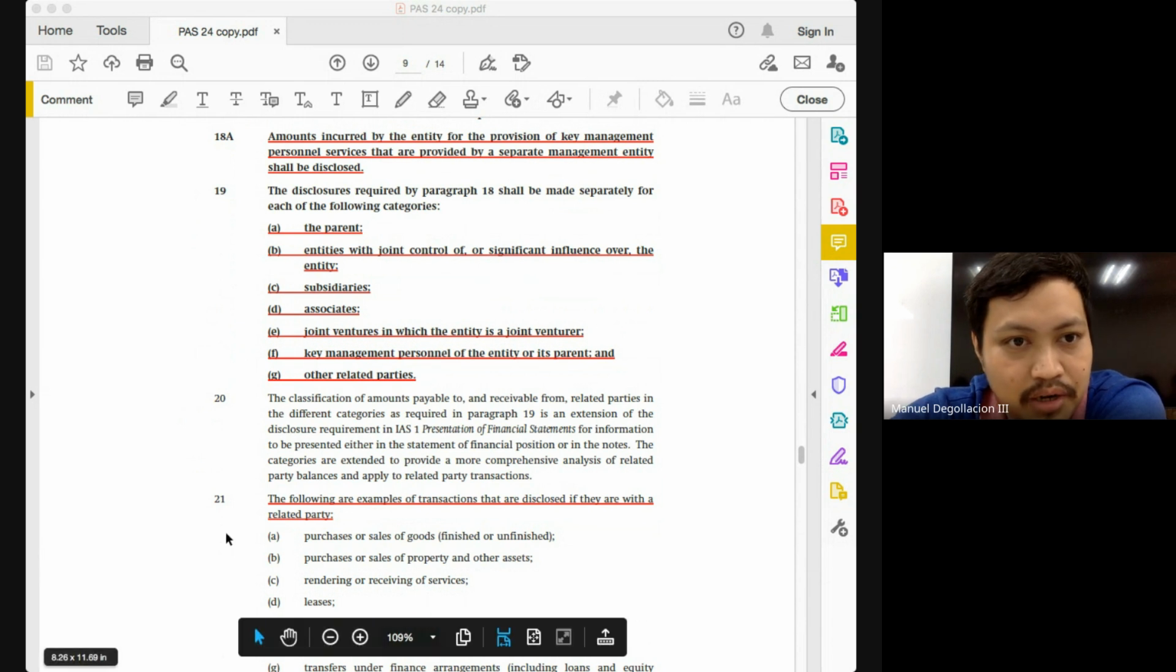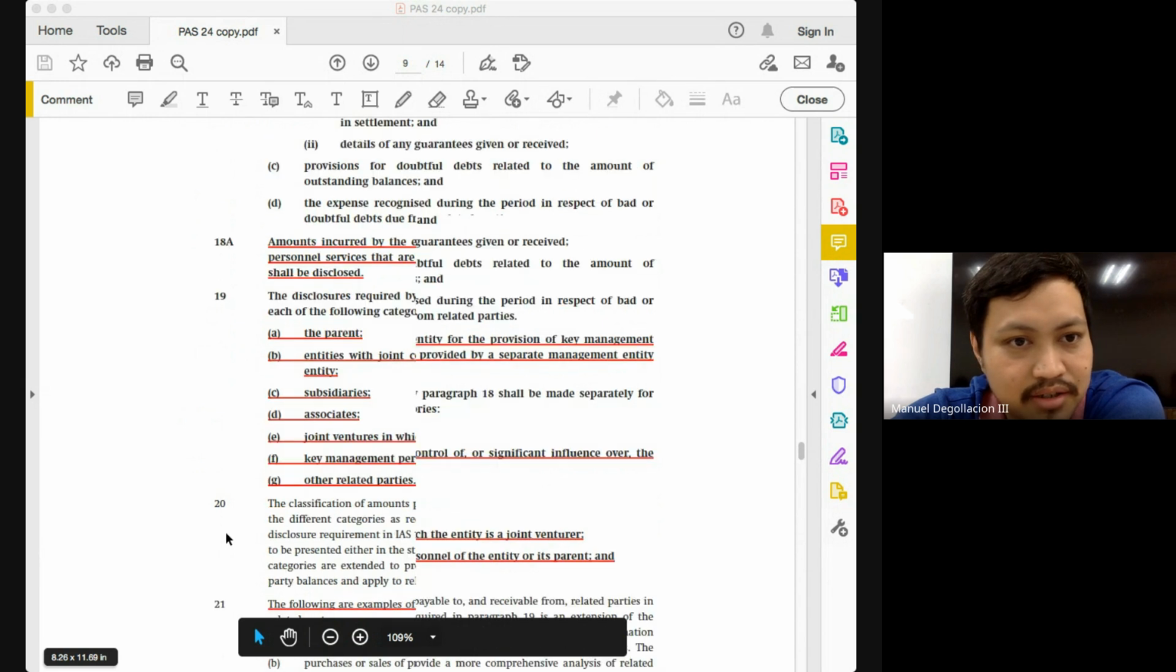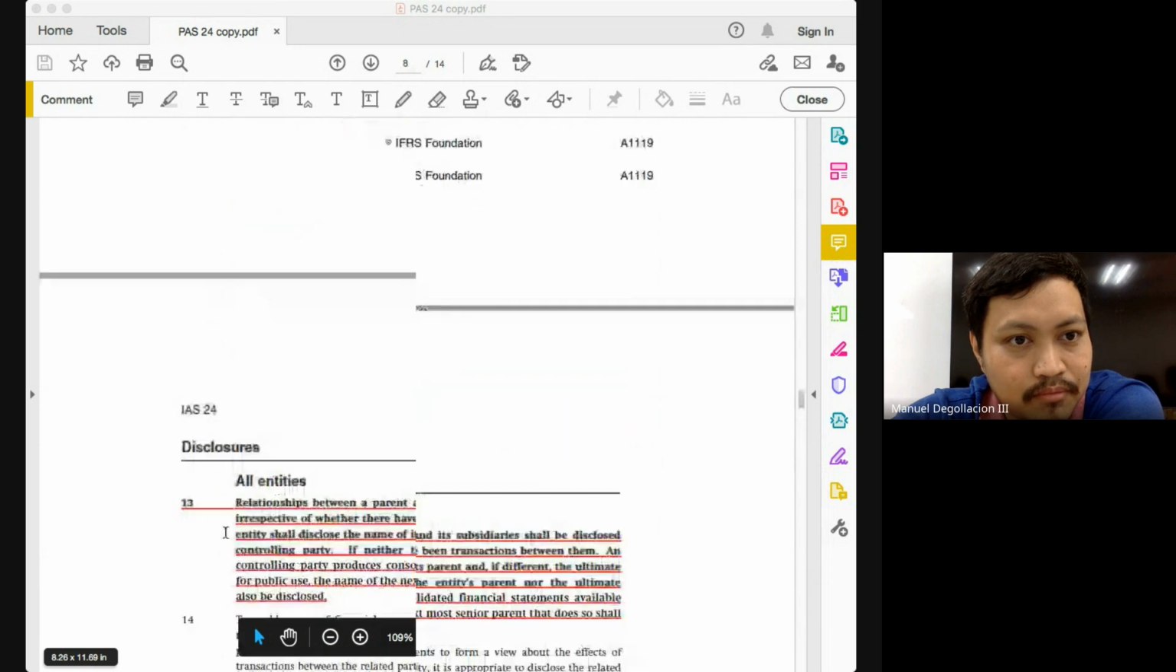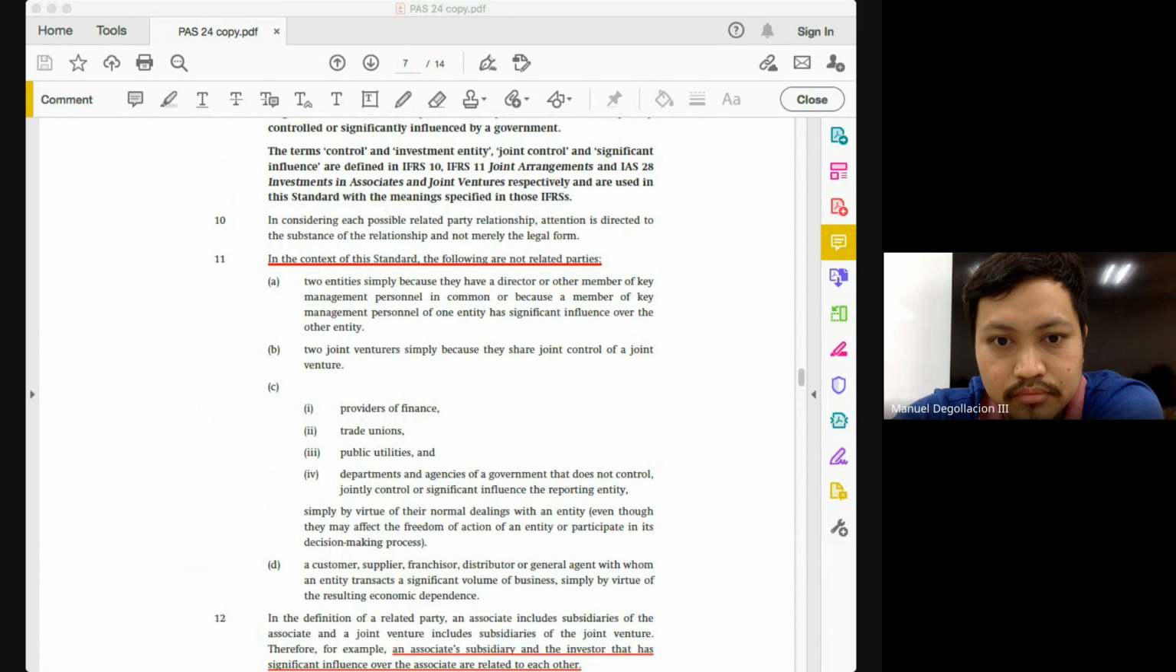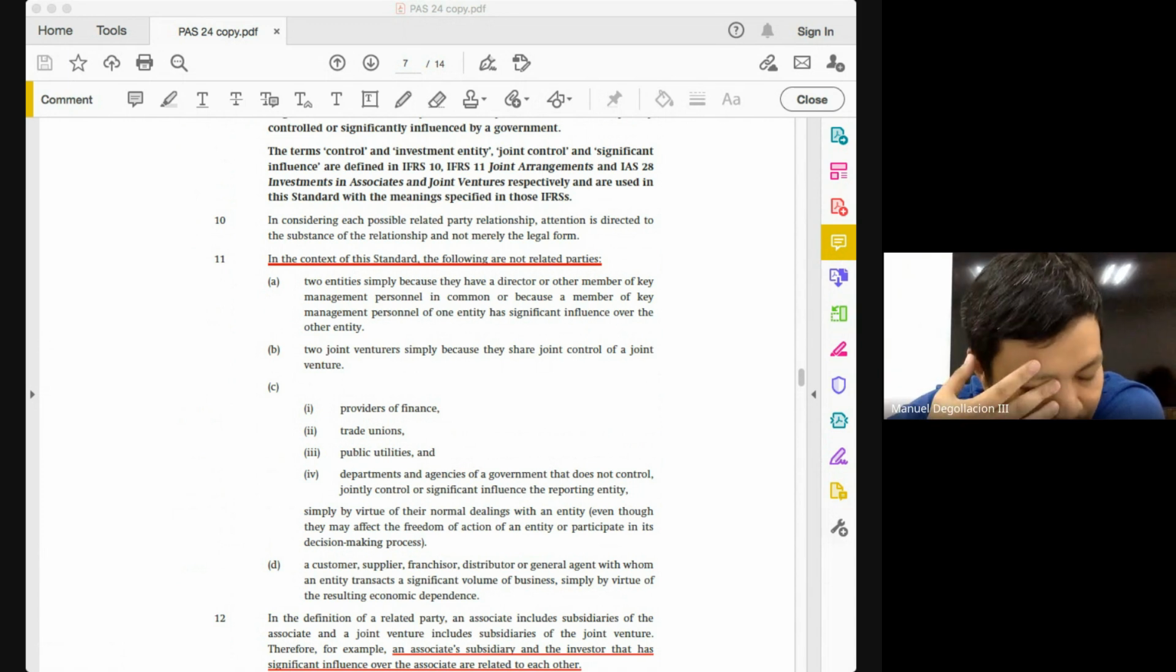But please go back to paragraph 11, class. As I mentioned earlier, paragraph 9 and 9B and 11 would be a source of a multiple choice question. Which one describes a related party relationship? Which one is not? Then you have 11B, class.